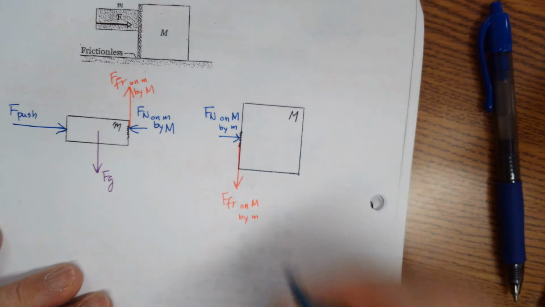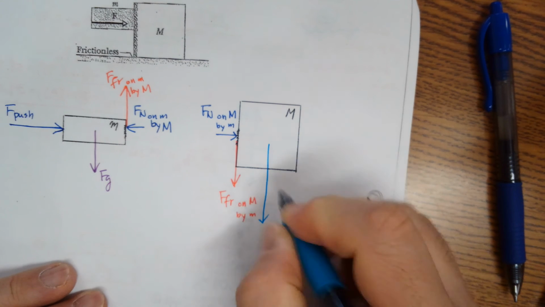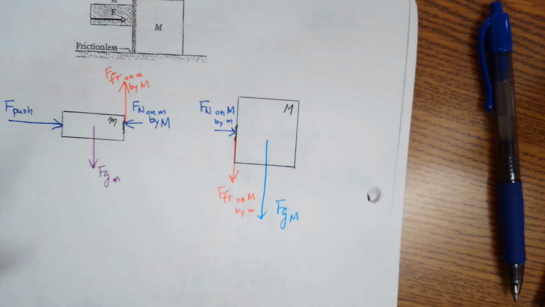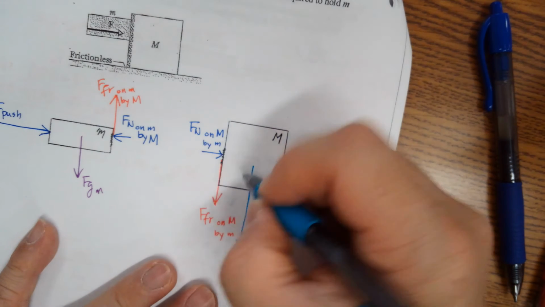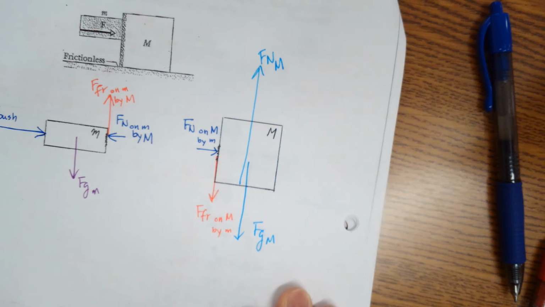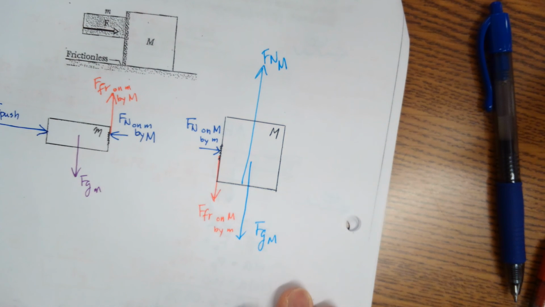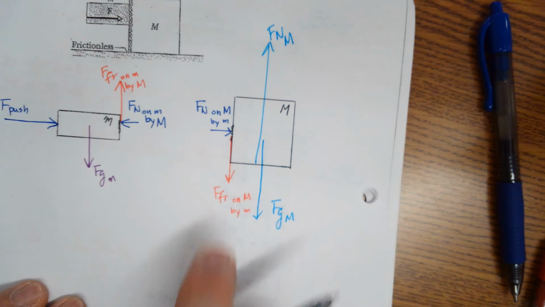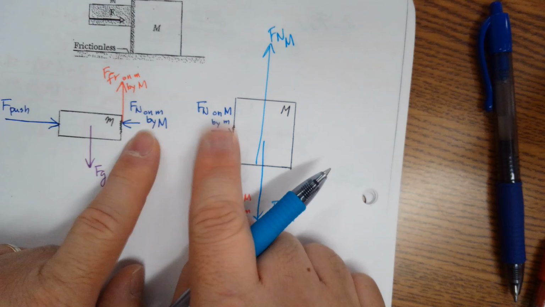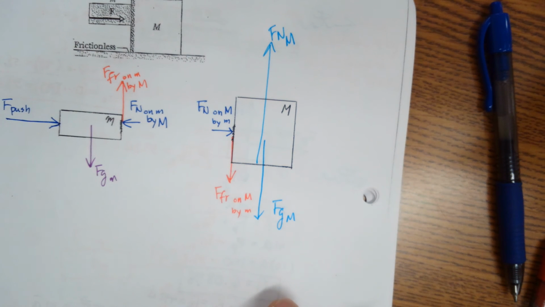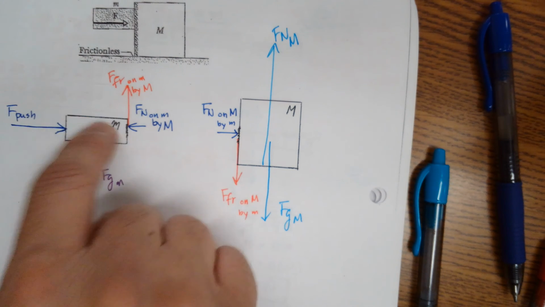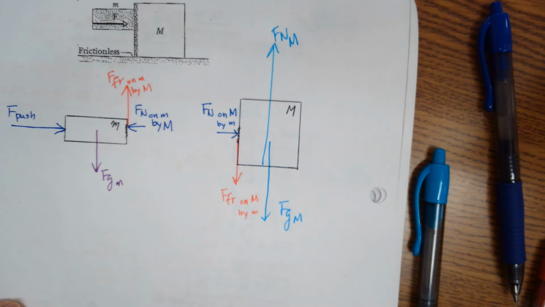Then I have Fg of big M, right? And I have F normal of big M, okay? So this is an action-reaction pair right here. This is an action-reaction pair, okay? So let's think about what happens in the y direction for this, for the small m, okay?